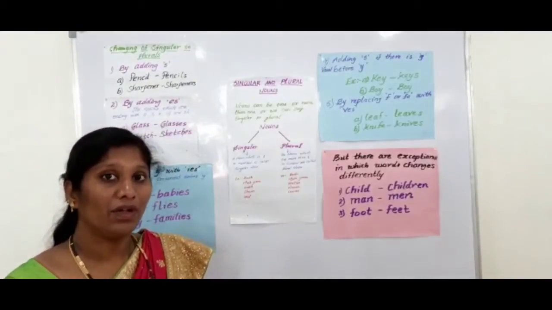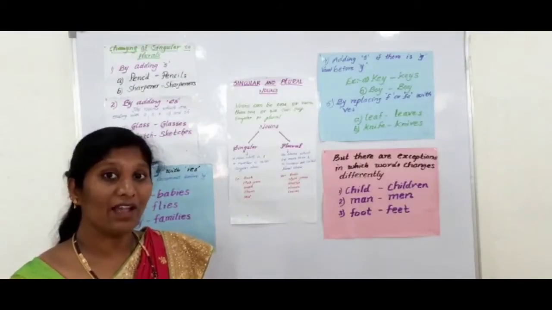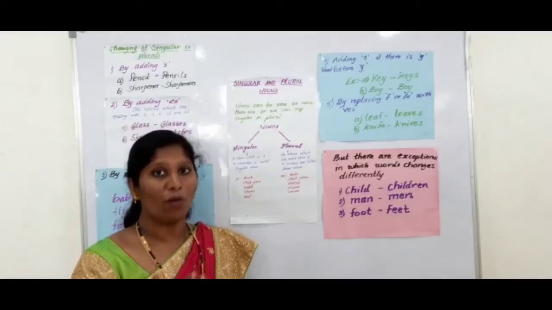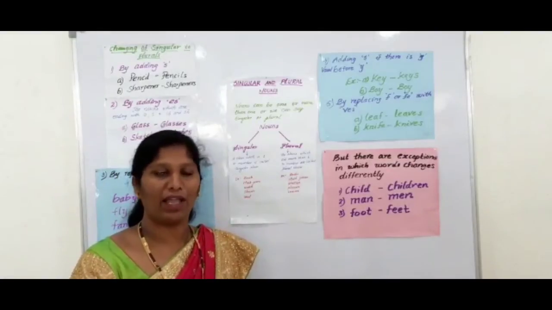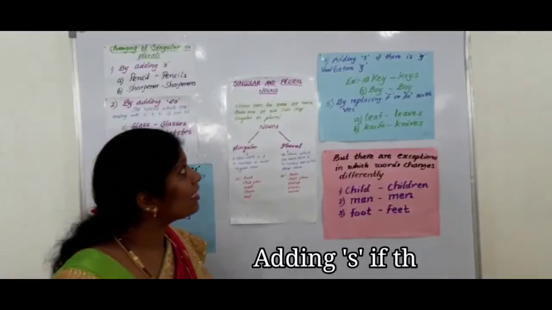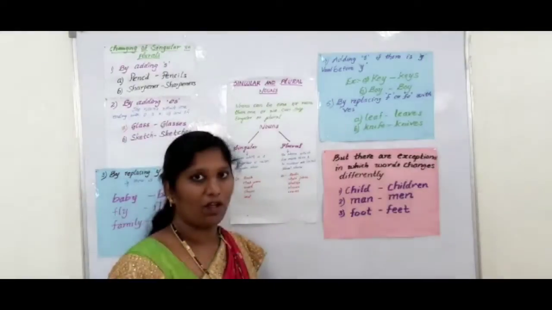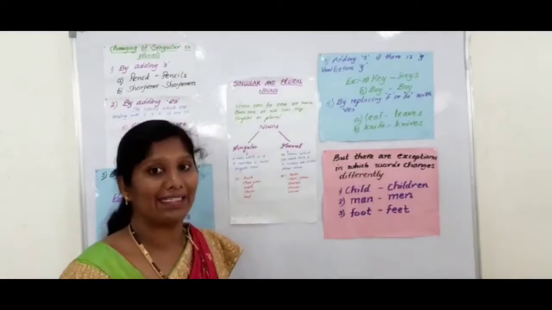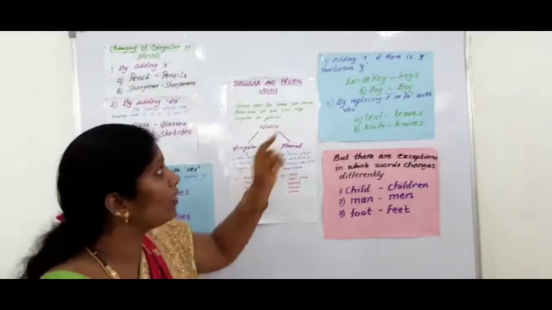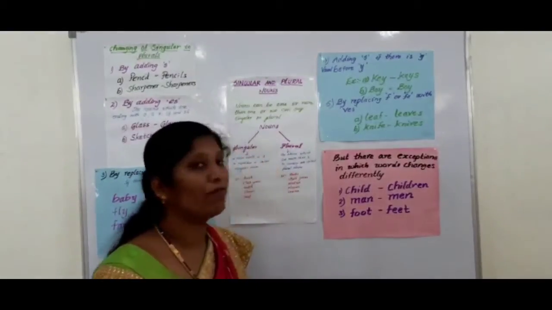But you have to keep one thing in your mind. What is that? You have to see whether there is a consonant in front of the Y or not. You have to check it. Okay. And the next, fourth rule is adding S if there is a vowel before Y. Okay, children, you have to add S. Already in the first rule we have added S. And one more rule is there. You have to add S if there is a vowel before Y.